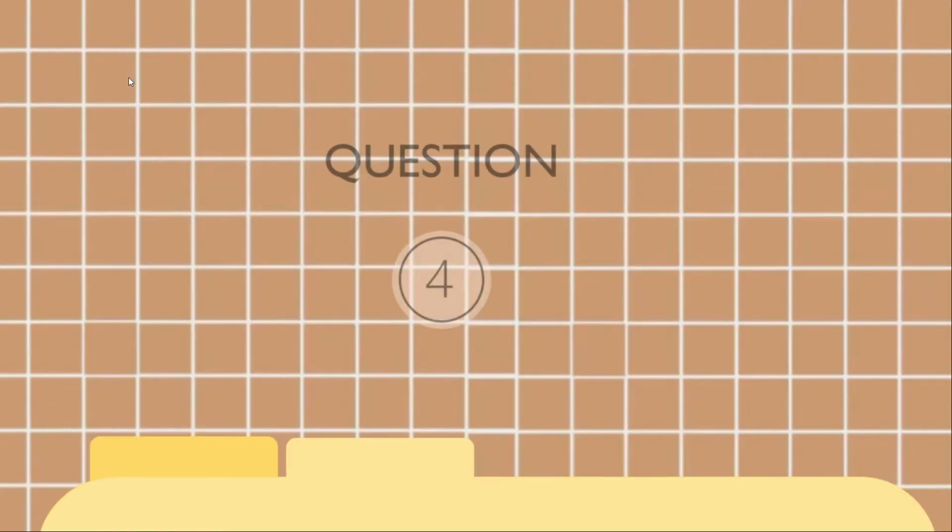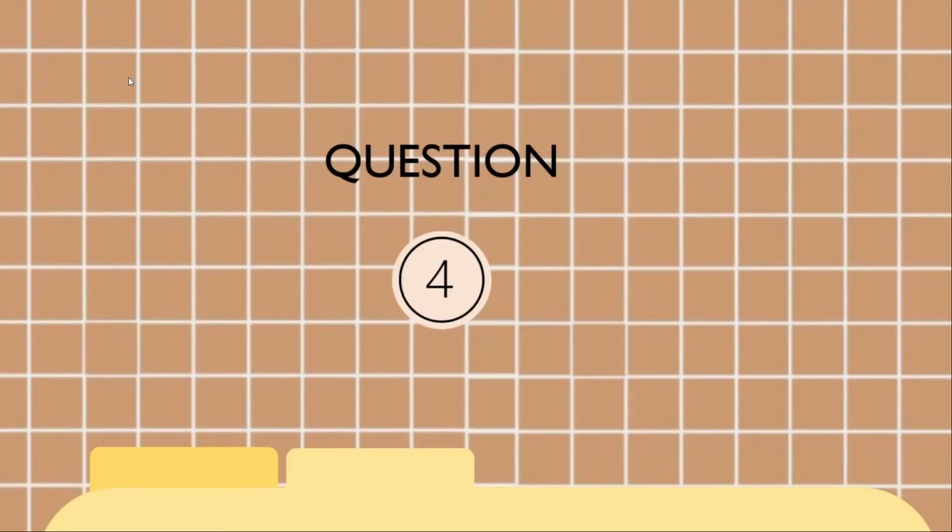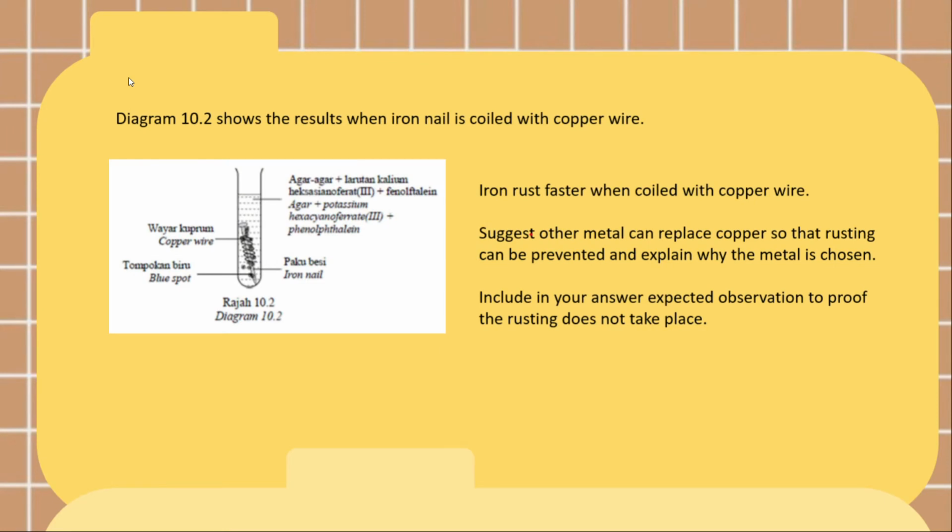Moving on to question number 4. Diagram 10.2 shows the result when an iron nail is coiled with copper wire. Iron rusts faster when coiled with copper wire. Suggest another metal that can replace copper so that rusting can be prevented, and explain why the metal is chosen. Include in your answer the expected observation to prove the rusting does not take place.